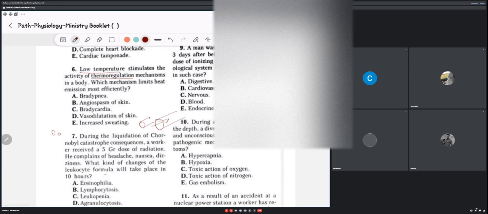So there's low temperature in this case, and this activity of thermoregulation mechanism in the body, which mechanism limits the emission most efficiently? Like I just explained, constriction of the vessels around the skin. So this simply means angiospasm. Angio means vessels, spasm means constriction. So: constriction of blood vessels around the skin.